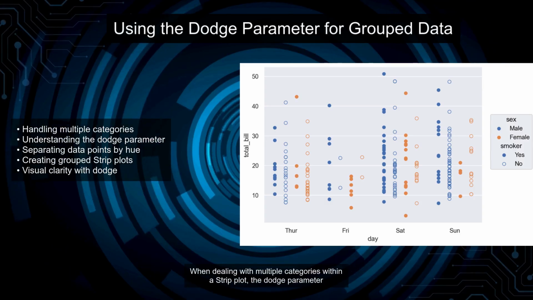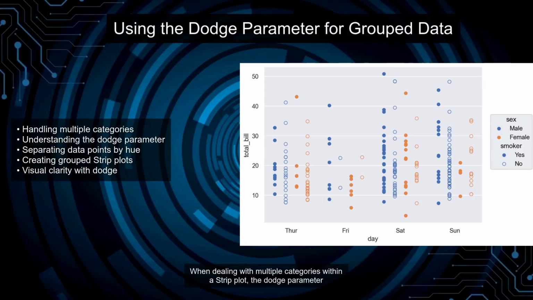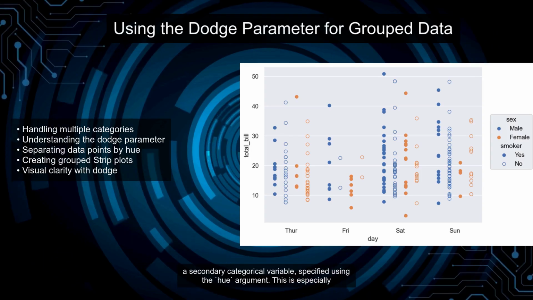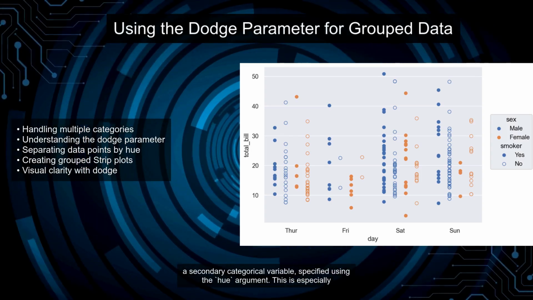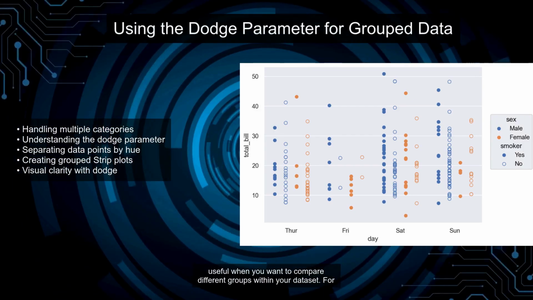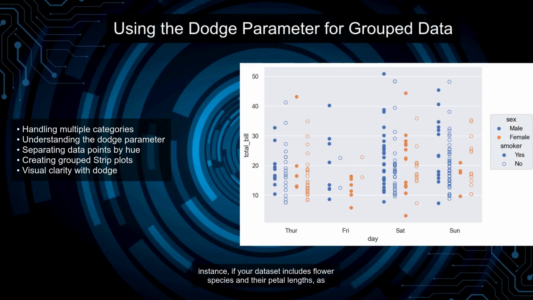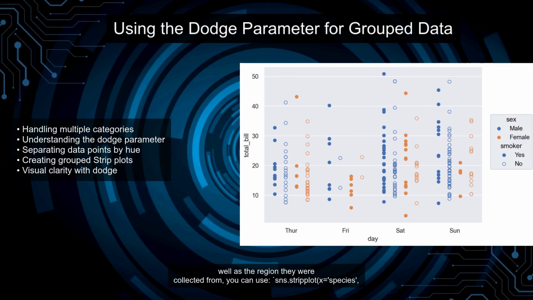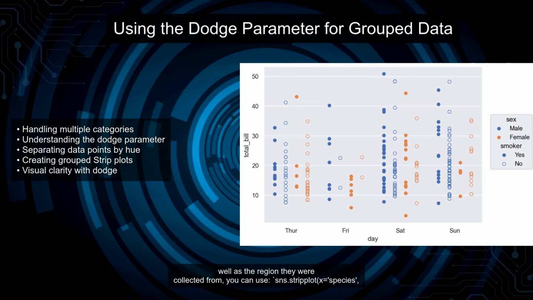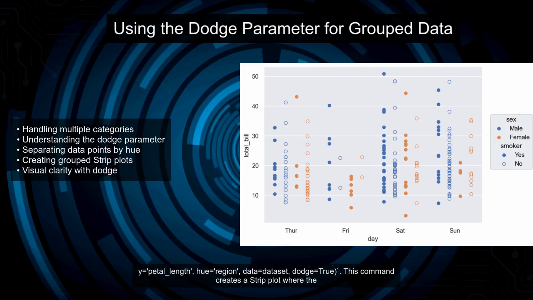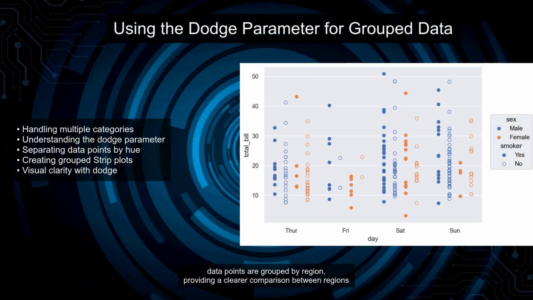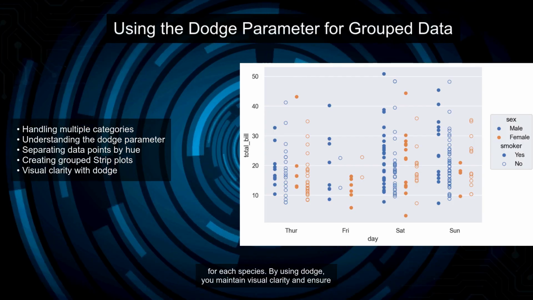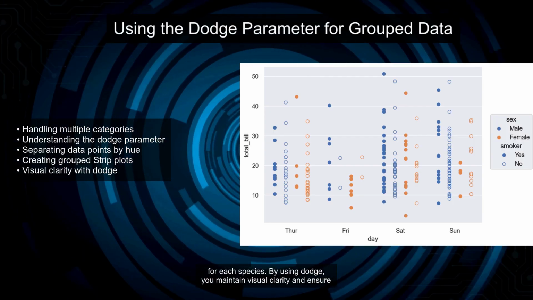When dealing with multiple categories within a strip plot, the dodge parameter proves invaluable. The dodge parameter allows you to separate data points by a secondary categorical variable, specified using the hue argument. This is especially useful when you want to compare different groups within your dataset. For instance, if your dataset includes flower species and their petal lengths, as well as the region they were collected from, you can use sns.stripplot(x='species', y='petal_length', hue='region', data=dataset, dodge=True). This command creates a strip plot where the data points are grouped by region, providing a clearer comparison between regions for each species.